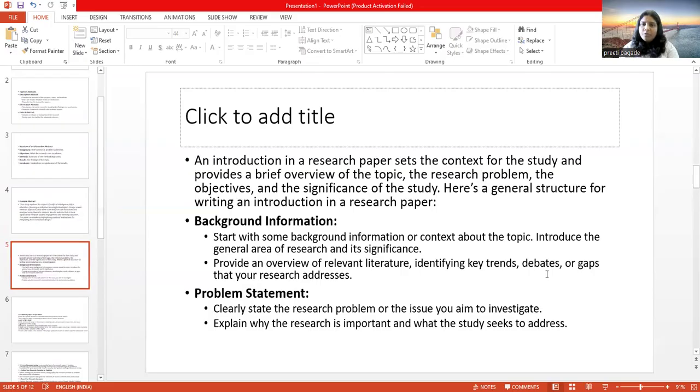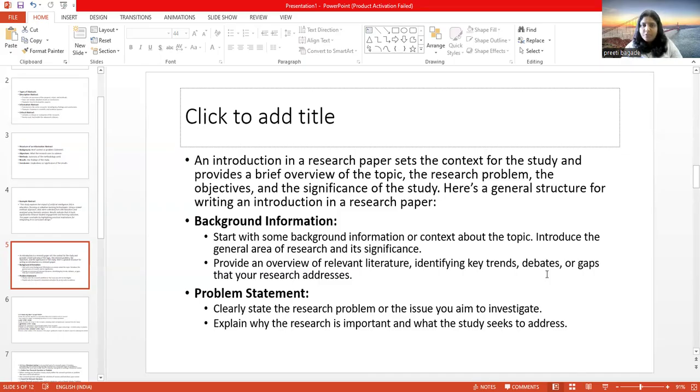Coming to the introduction of the research paper: it sets the context for the study and provides a brief overview of the topic, the research problem, and the objective and significance of the study. Here is a general structure for writing an introduction in a research paper. You have to write the background information first. Start with some background information or context about the topic. You have to introduce the general area of the research and its significance. Again, provide an overview of relevant literature, identify key trends, debates, or gaps that your research addresses.